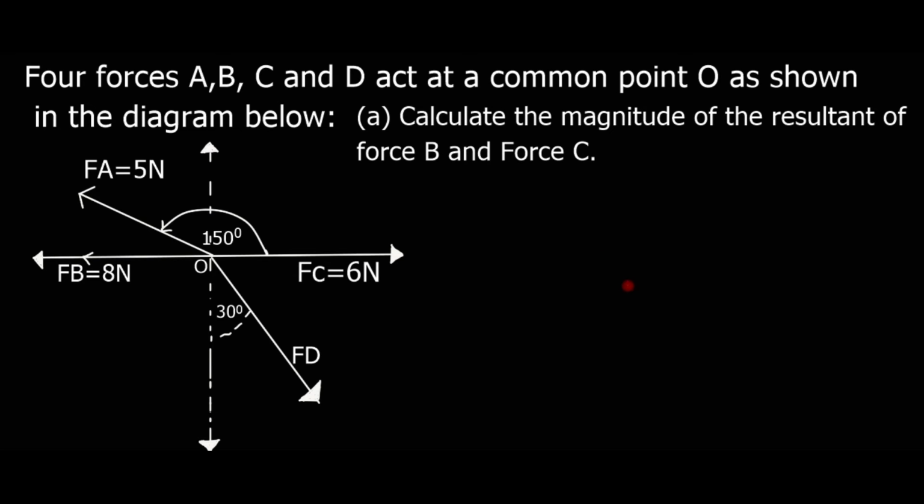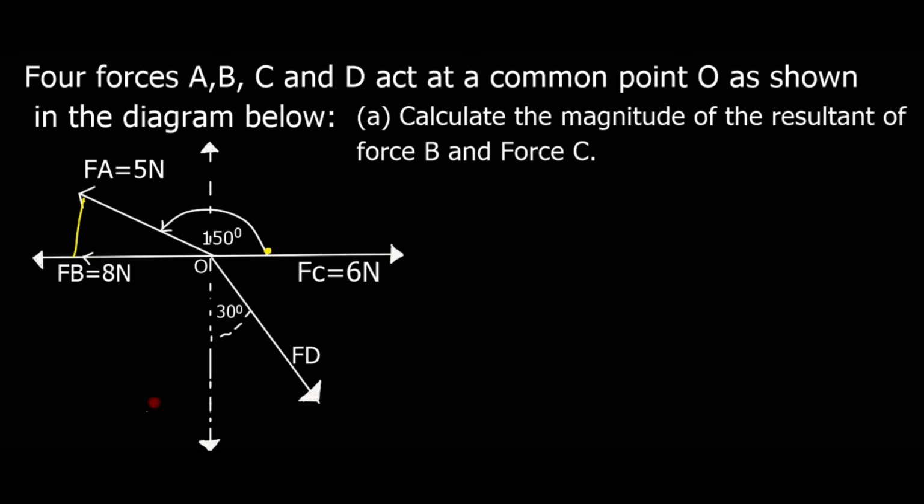Four forces A, B, C, and D act at a common point O, as shown in the diagram below. So we have a diagram. For force A, we are able to have its components, so we create a component. About the angle, what we know is that this angle from the first quadrant towards here is 180, because it is an angle on a line. So if from here to here is 150, then this remaining space will be 30 degrees. So we already know that angle.